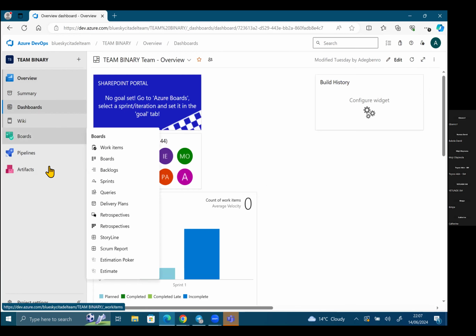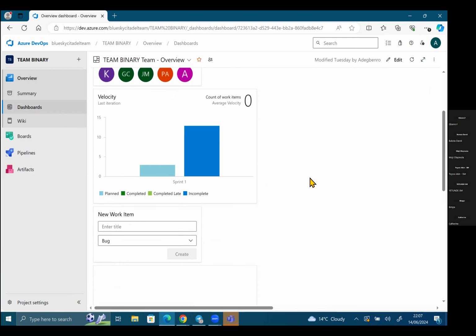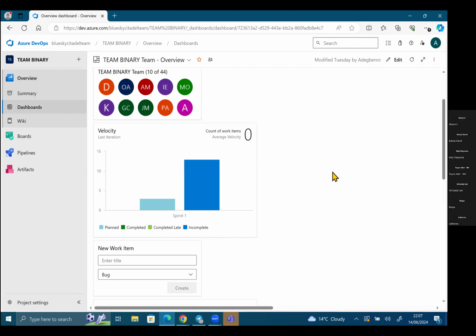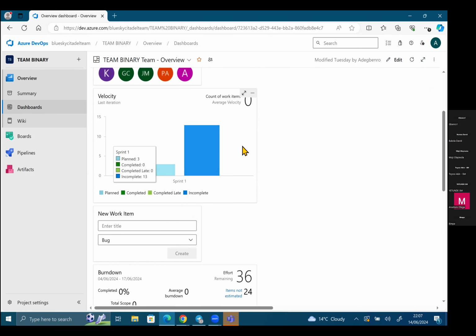Okay, so you can see your velocity is there already. And you can see that your average velocity is 0. Who can tell me why the average velocity is 0? Ogbero, do you know why? Because no sprint has been completed yet. Velocity is calculated when work is completed, and nothing has been completed yet.